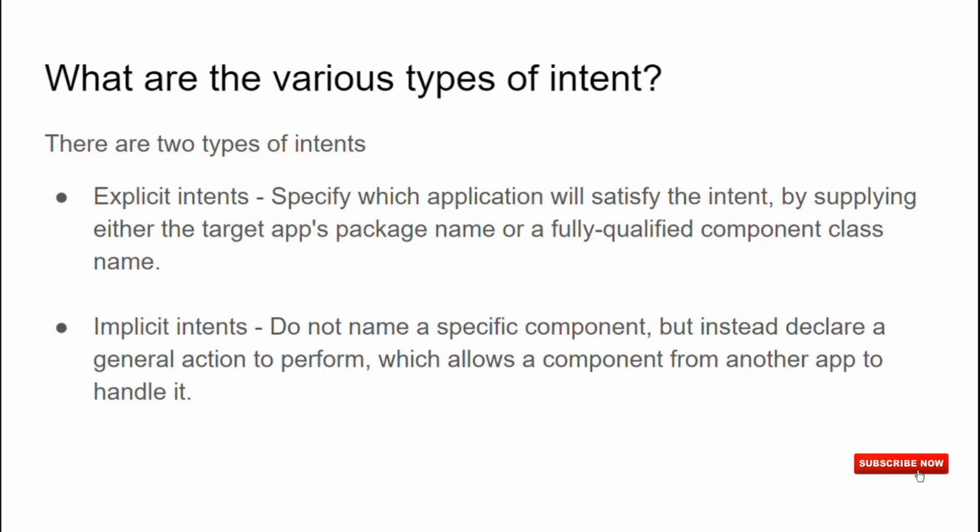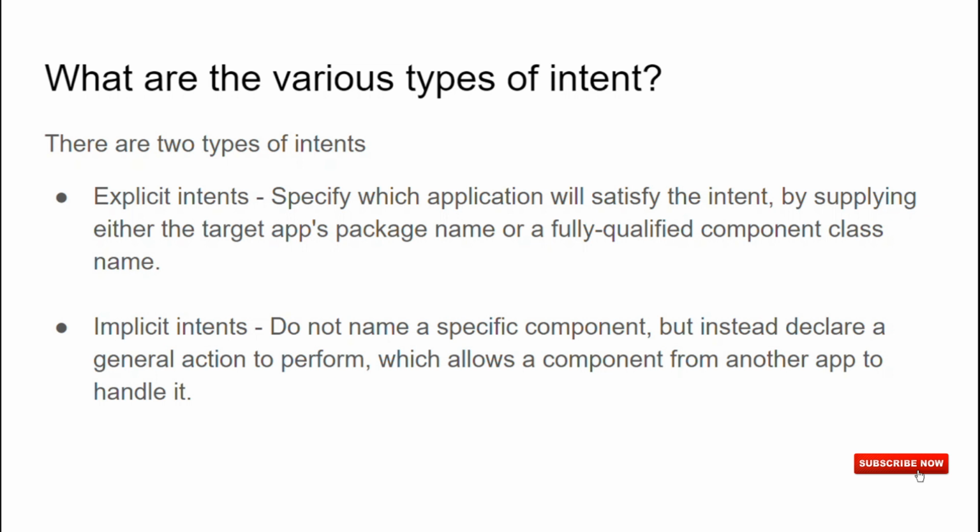What are the various types of intents? There are two types of intents: explicit intent and implicit intent. Explicit intent is where you specify the application which satisfies the intent by supplying either the package name or the fully qualified component name. This is something you will most commonly use in your application, like starting an activity. For that you have to use an explicit intent, where you specify the current activity and the next activity you want to go ahead with.